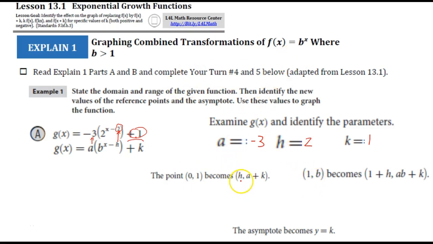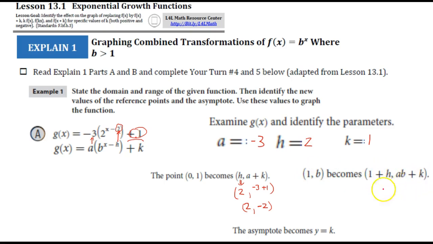So our h value here was 2. Our a value was -3 plus 1, and we can simplify this. So that would be 2. What would -3 plus 1 be? -2, right?